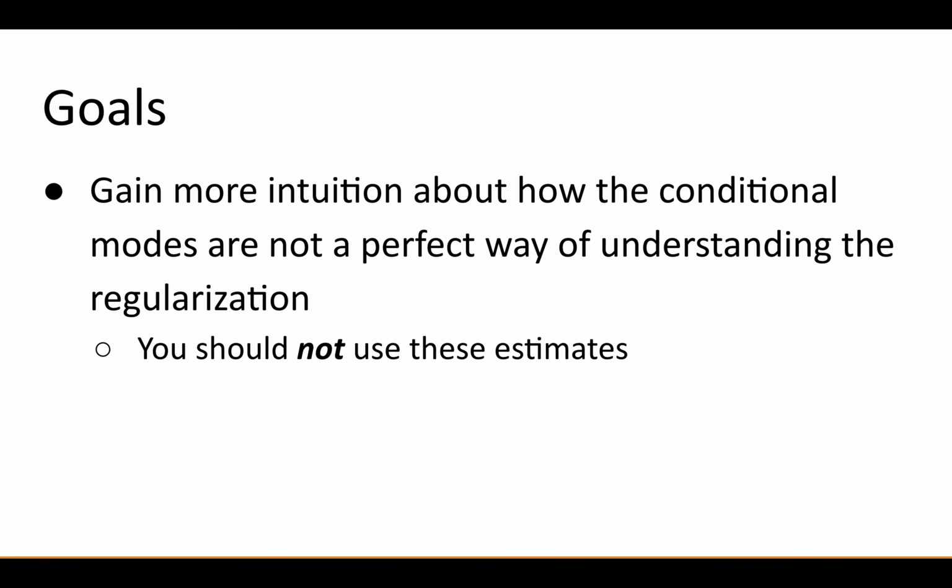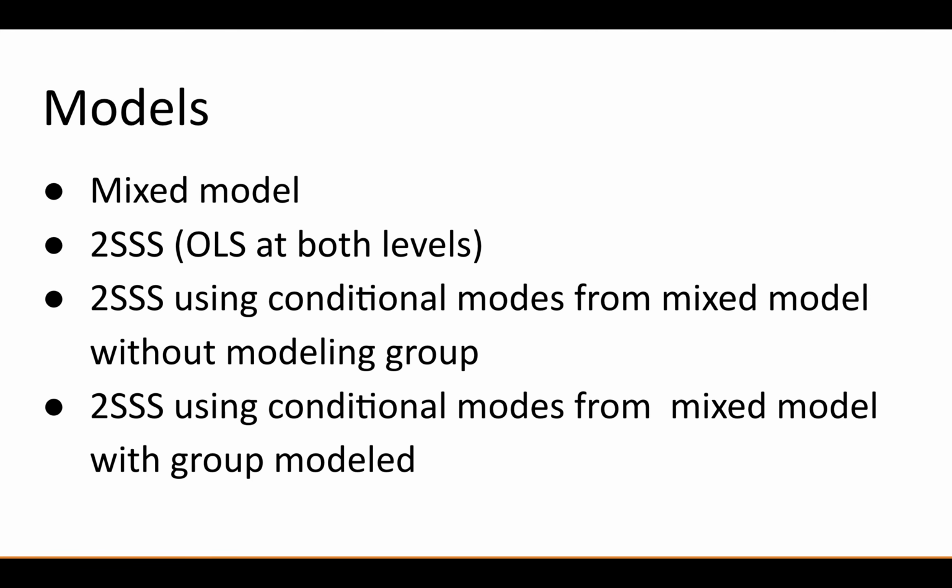Okay, so again, let's gain some more intuition about how conditional modes are not a perfect way of understanding the regularization from within the mixed model. And you should not extract these estimates and then use them in other analyses. It's a bit dangerous. So we're going to look at 4 different modeling approaches using a plain old mixed model, modeling group with a random intercept, repeated across subjects. The 2-stage summary statistics approach, or 2SSS, where I use ordinary least squares at both levels. OLS just means linear regression. In this case, it would be a mean within each subject and taking those within subject means and running a 2-sample t-test. Again, you can do both of those steps within linear regression.